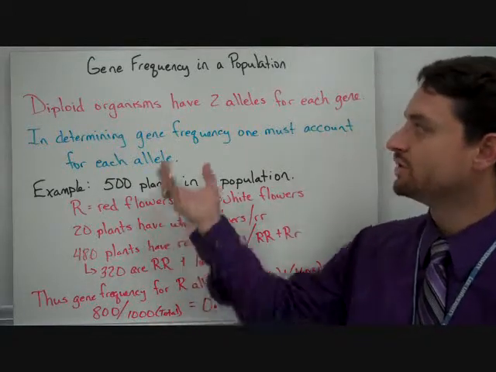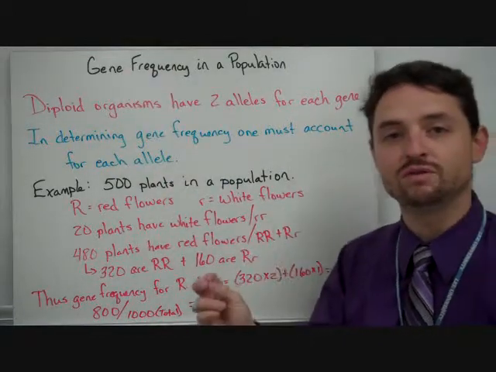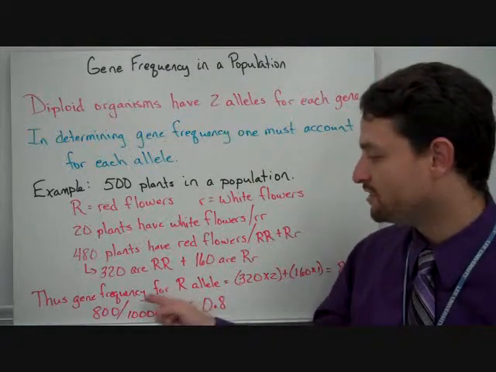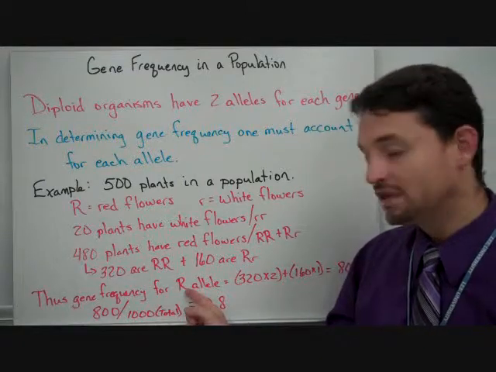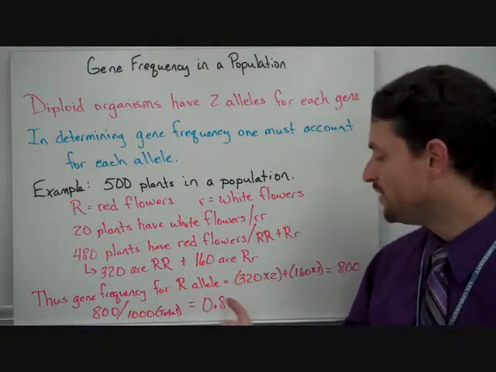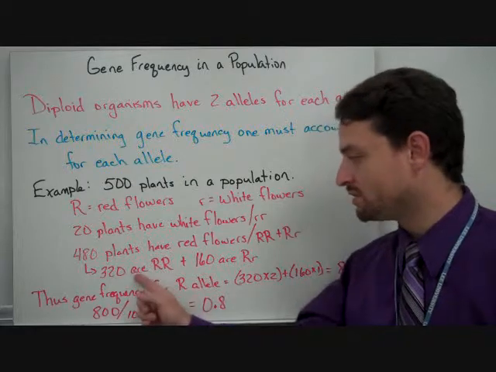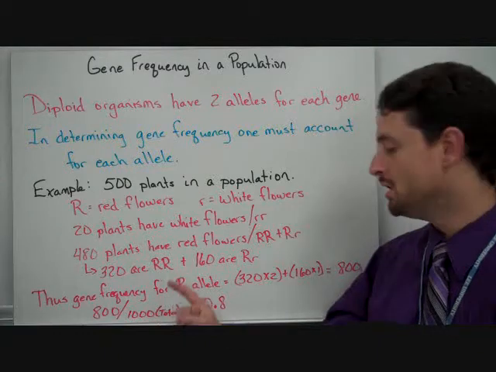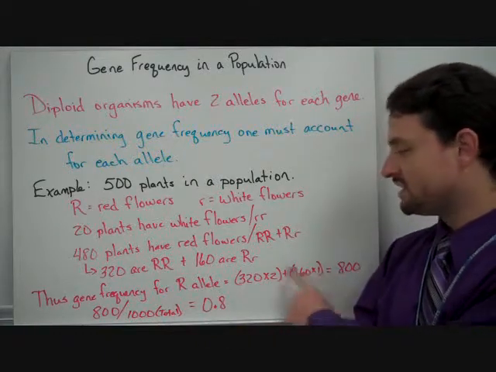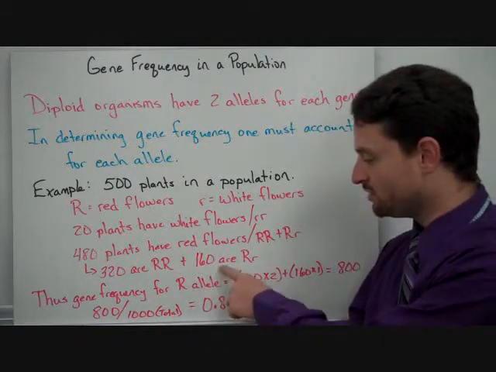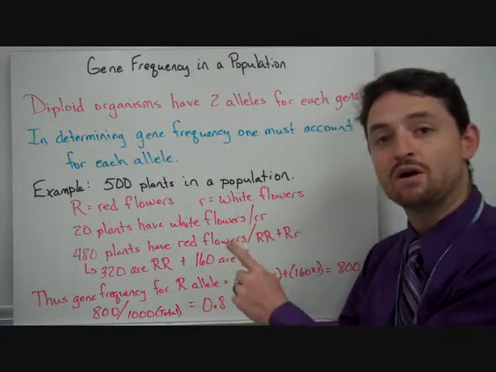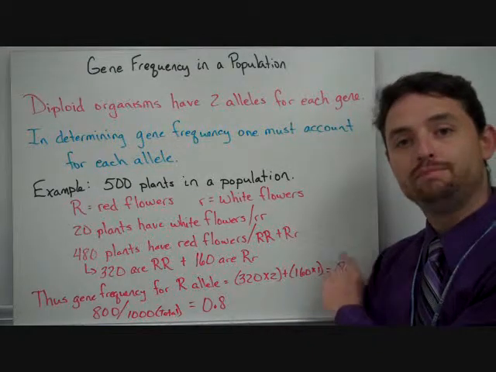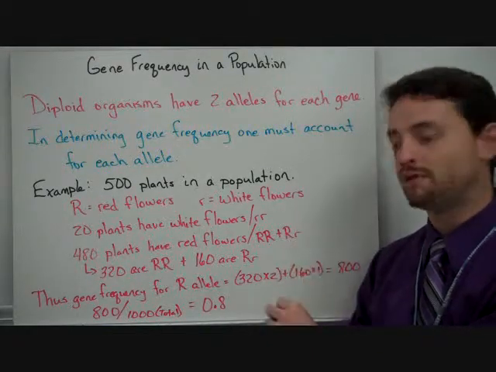So then if we're trying to, which is the whole point of this, calculate the gene frequency in a particular population, then we can say, well, for the frequency of the big R allele by itself, we would look at 320, which is the number of these, times 2, because they each have two big R alleles, plus 160 times 1, because we've got to account for these individuals that also have one big R as well. So when we do that, we end up with 800 big R alleles in our population.